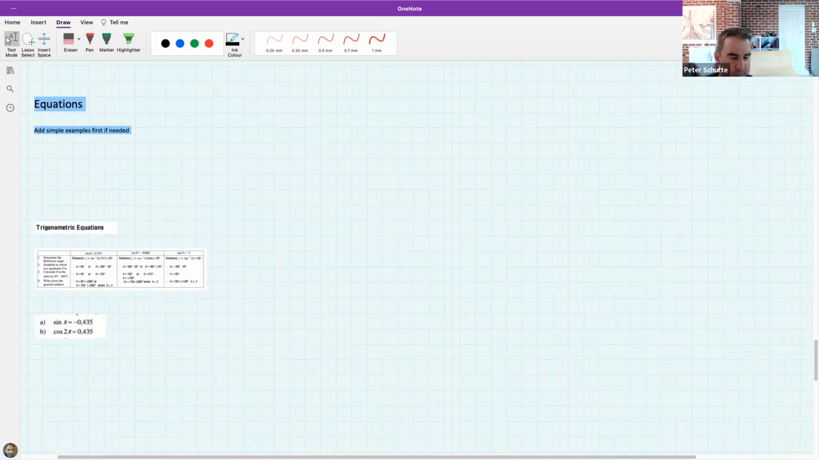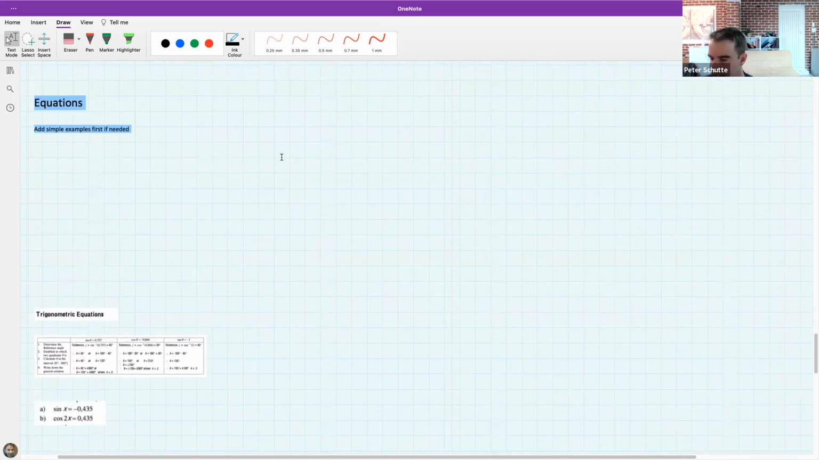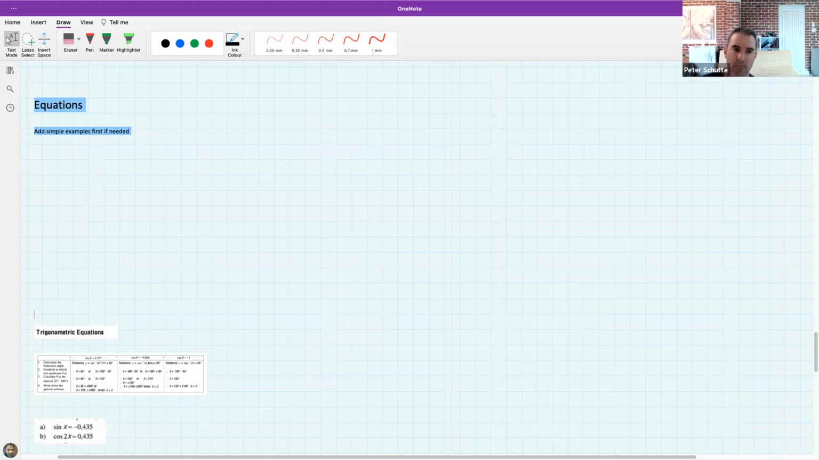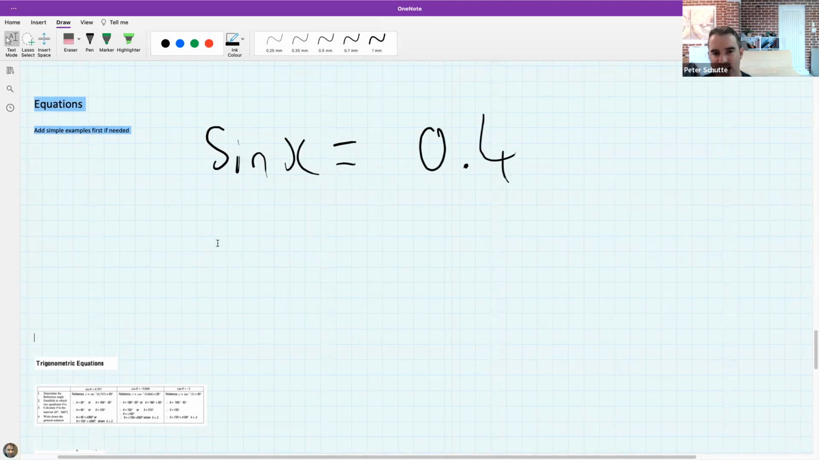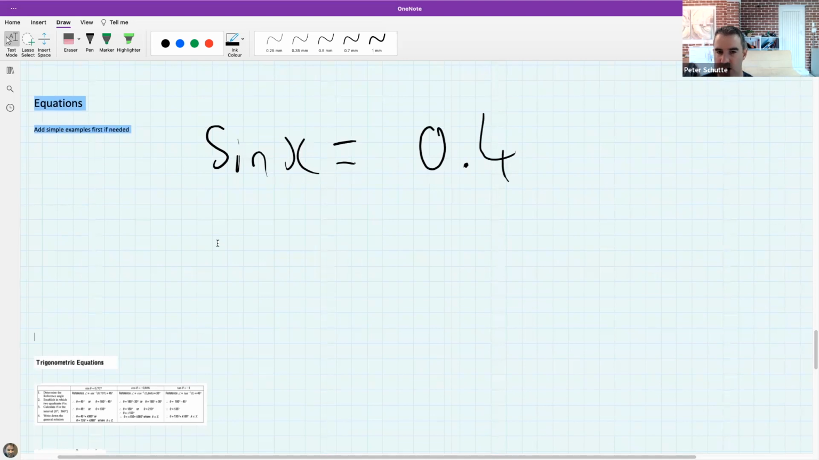So basically, if we're solving a trig equation, if I gave you something simple like this, sine of x equals 0.4, I just want to make sure that you all have a clear understanding of how to approach a trig equation when finding a general solution.